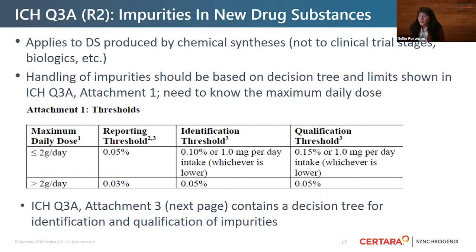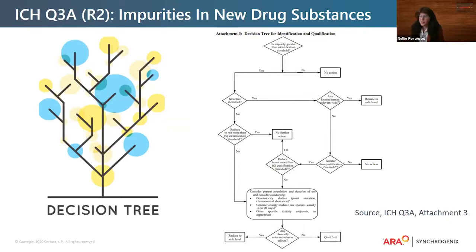So going on to ICH Q3A, this is impurities in new drug substances. This guidance applies to drug substances produced by chemical synthesis, not the clinical trial stages or biologics, et cetera. It discusses the handling of impurities, which should be based on a decision tree and limits shown in the ICH Q3A attachment 1. For that you need to know the maximum daily dose, and we talked about that earlier. ICH Q3A attachment 3 contains a decision tree for the identification and qualification of impurities. And this is the decision tree. I know you can't read it, but we're going to go into that in a little more detail in one of the case studies.